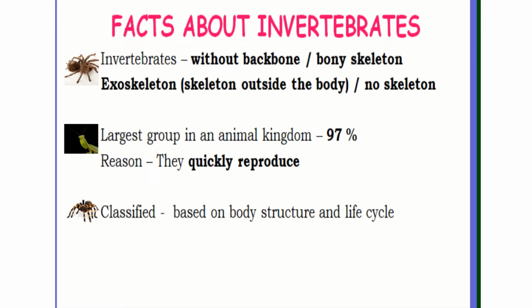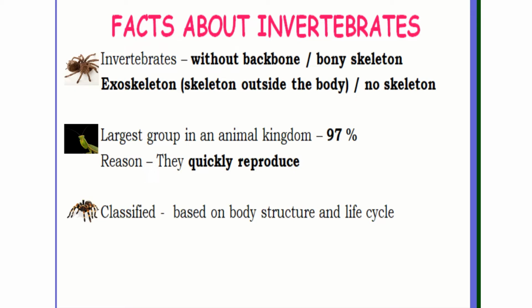Remember, we studied in our physics lesson about exoplanets. Exoplanets means the planets that are outside the solar system. That means outside. Exo means outside. So some of the invertebrates have an exoskeleton. That means a skeleton outside the body, which gives the shape to that particular organism. Some of the organisms don't have a skeleton at all.